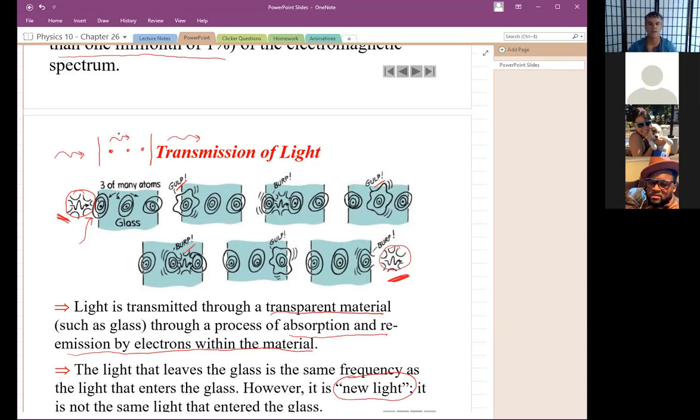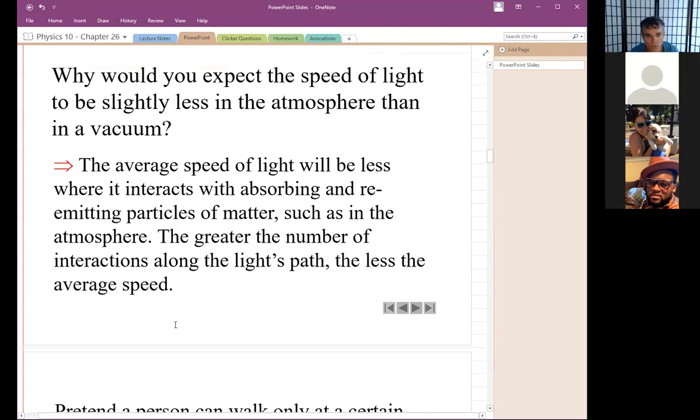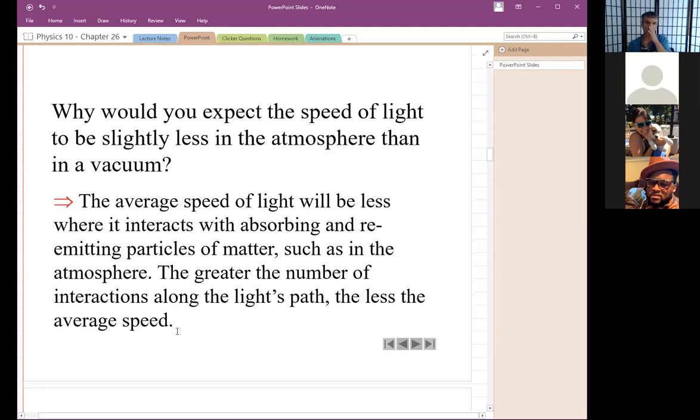I don't know the exact number, it's like a millionth of a second or a billionth of a second, but if getting through the plane of glass, it has to get absorbed and re-emitted 10,000 times, 10 million times, that's going to cause the light to take longer to travel through glass than it would through a vacuum. So thinking about that, why would you expect the speed of light to be slightly less in the atmosphere than in a vacuum?